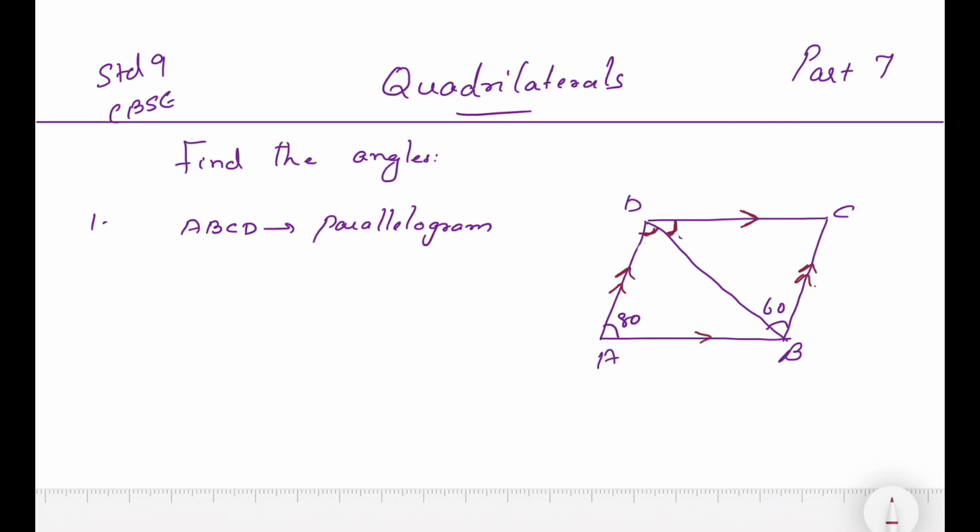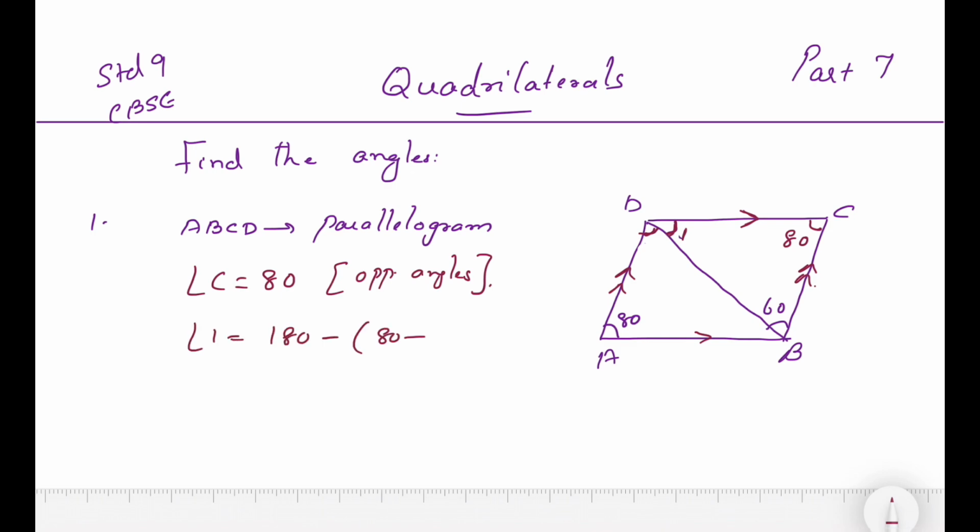Now 80, this opposite side is also 80. So you will get this angle. Suppose I am putting this as angle 1, angle C is equal to 80. The reason is opposite angles are equal in a parallelogram. Write the full sentence. Then angle 1 will be, you can use the angle sum property. So angle 1 will be equal to 180 minus (80 plus 60). So 140, 180 minus 140 is 40.